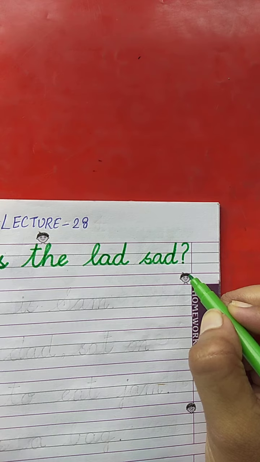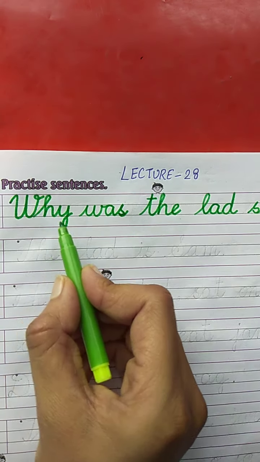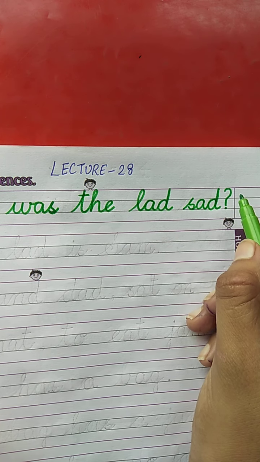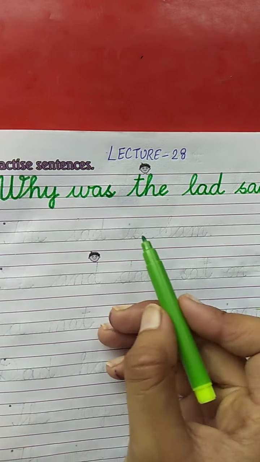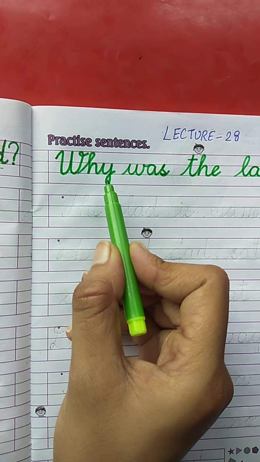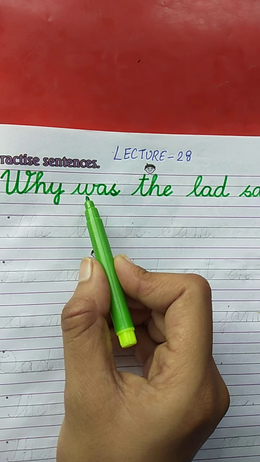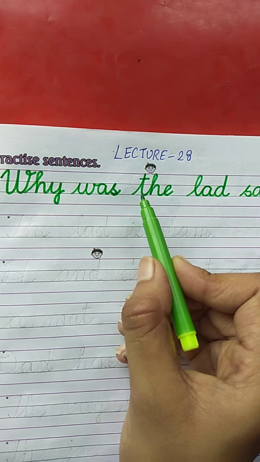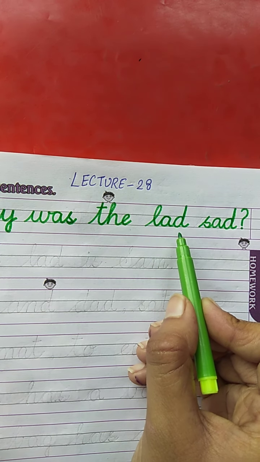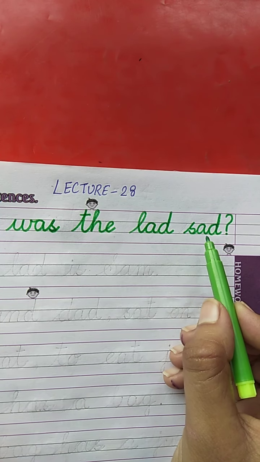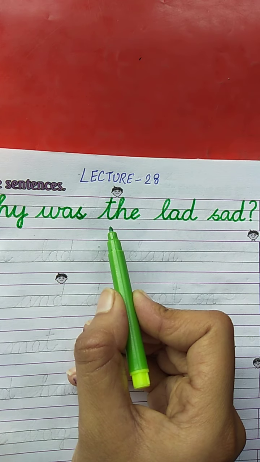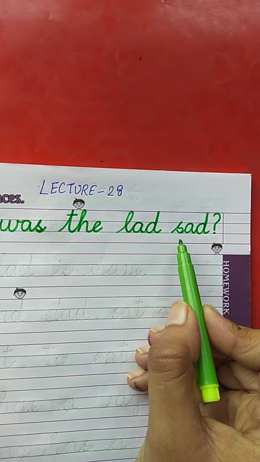This is the question mark. So it is a question. That's why we put the sign of question. इसको क्या बोलते हैं children? Question mark. So again speak with me. WHY. Why? WAS. Was. THE. The. LAD. Lad. SAD. Sad. Why was the lad sad?